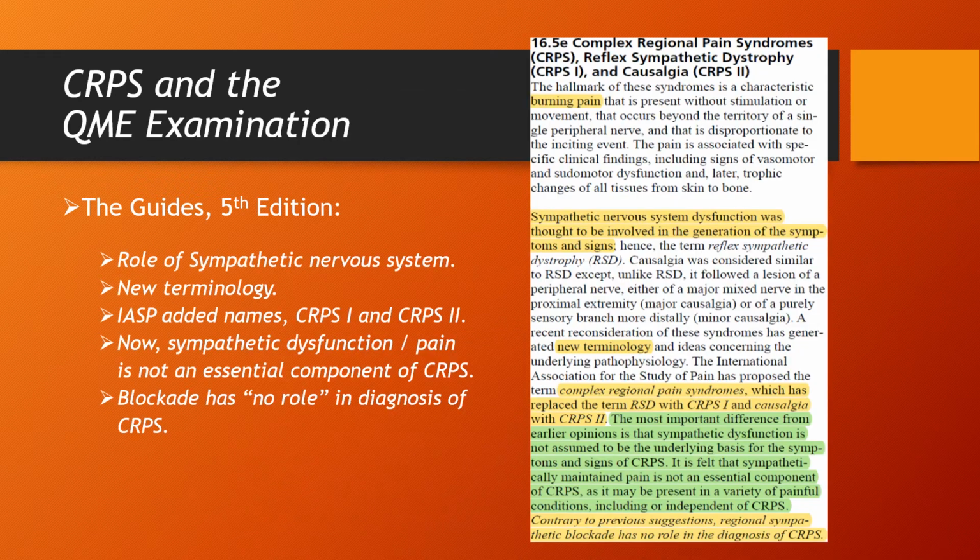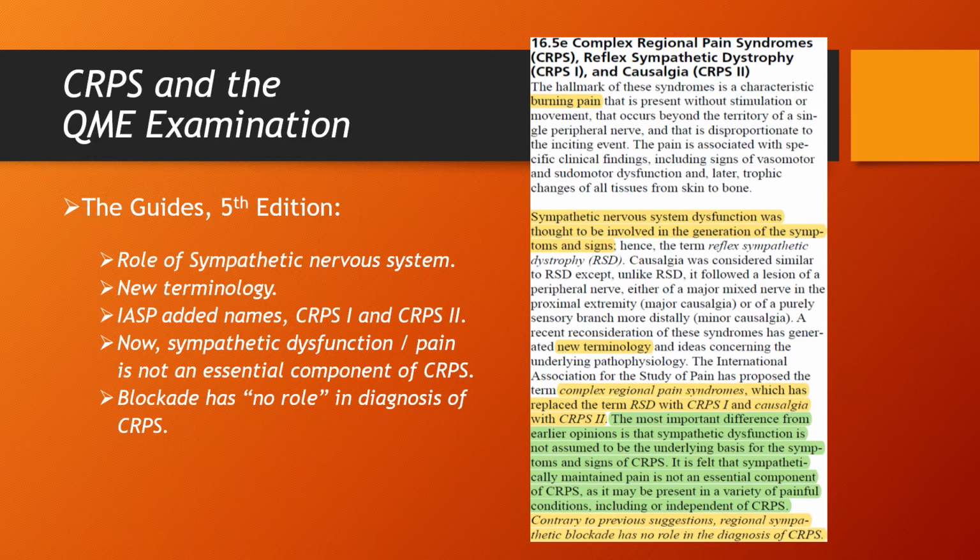So then in chapter 16, 6-5E, complex regional pain syndrome, CRPS, and CRPS 1 and 2. Here we go. So they are using these terms not interchangeably, but they're using them together. Here they get into a more in-depth discussion differentiating between type 1 and 2, and they provide us with the guides' criteria, or their diagnostic criteria.